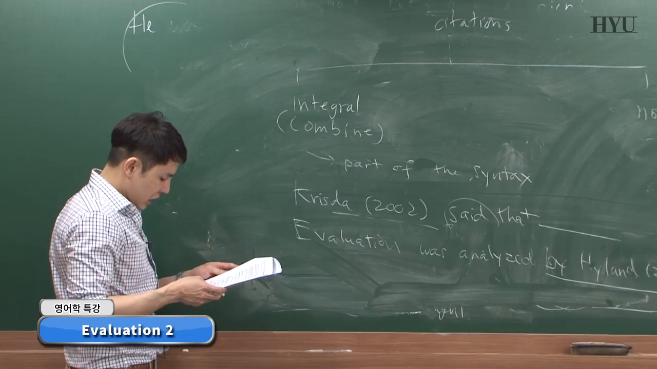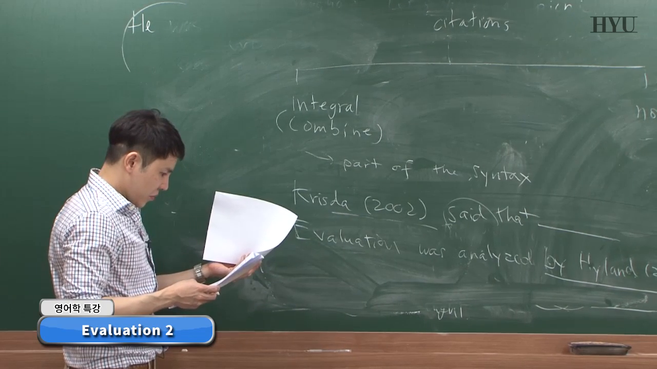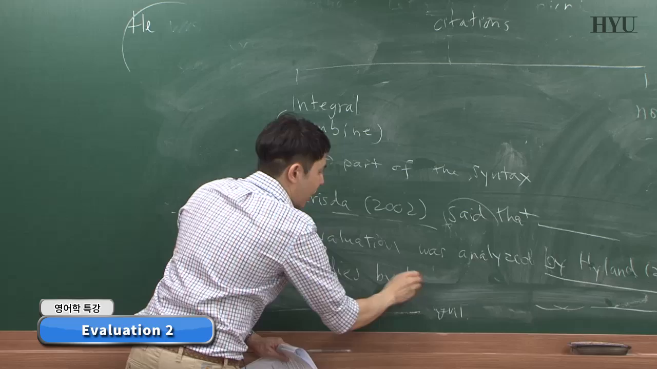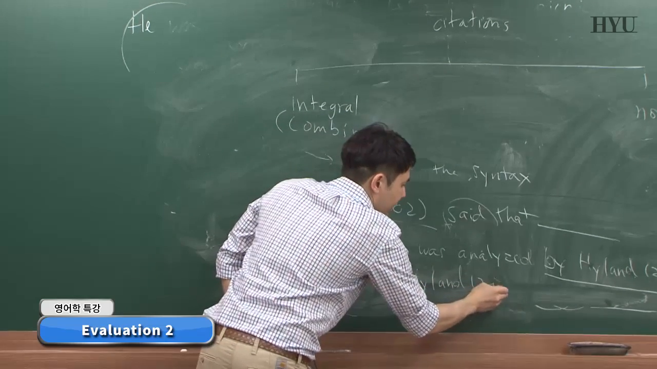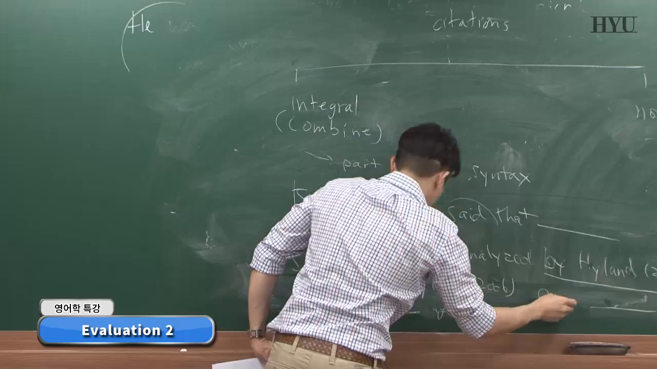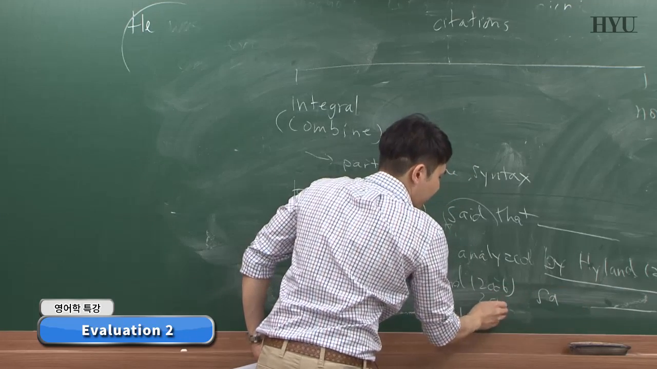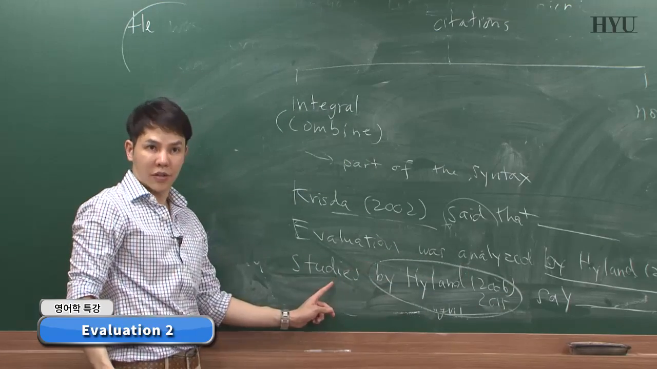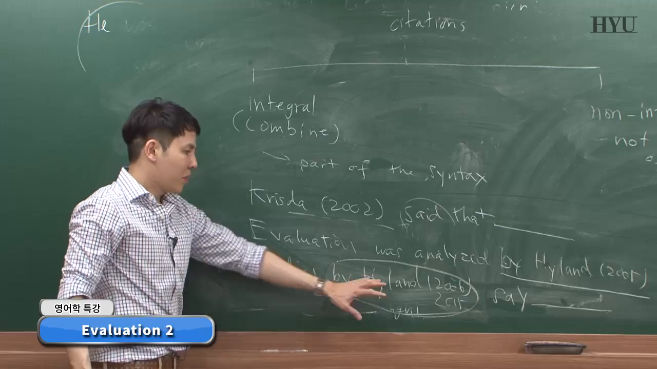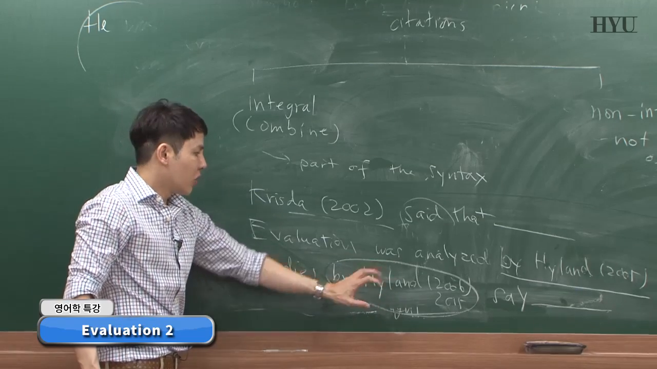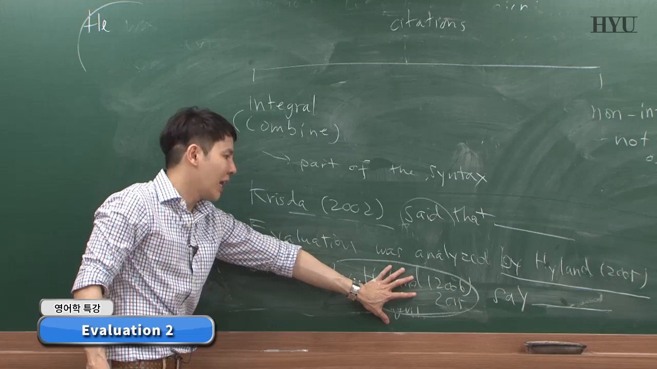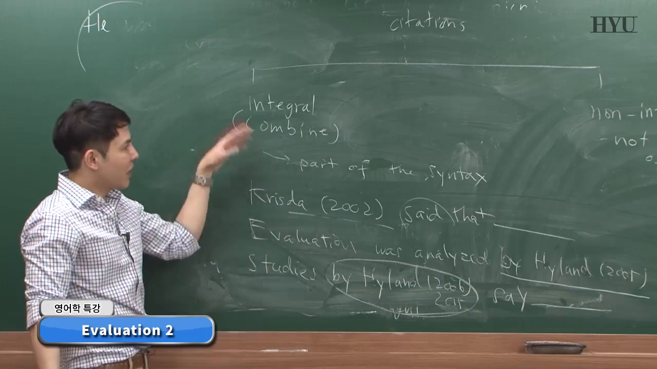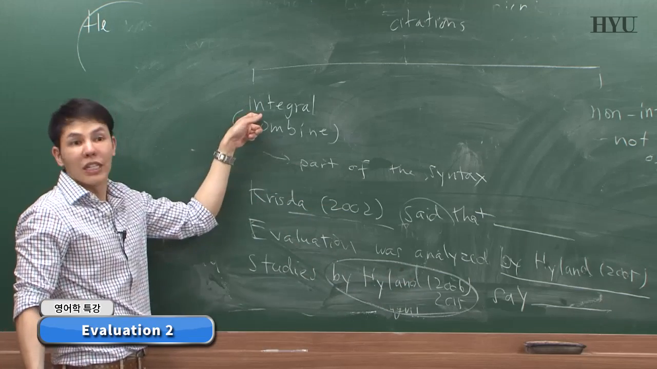Or another variation, let's see, here: studies by Highland, 2006, say that. Again, here it is part of the sentence, part of the syntax, by plus that citation, okay? So if you remove Highland 2006, then by is left by itself. It doesn't work, okay? That's why we call these variations the integral type.